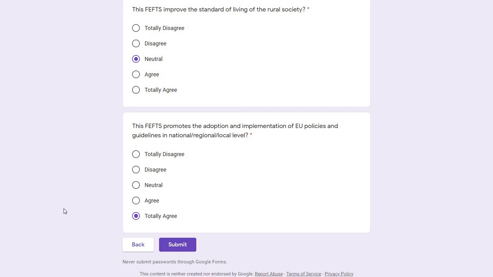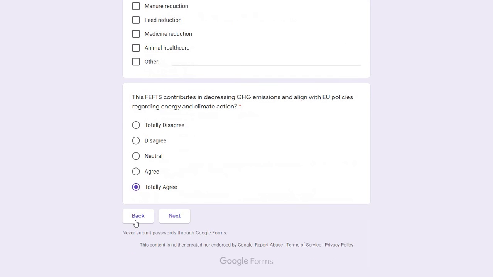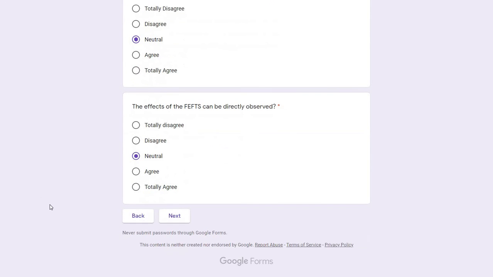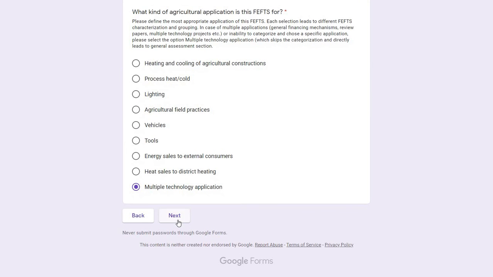But I would strongly recommend that using the back buttons that are still activated, you go back, check again the responses you have given and the text you have input, because after you press the submit button, you will no longer have that option. After the submit button is pressed, you can no longer make any changes whatsoever.